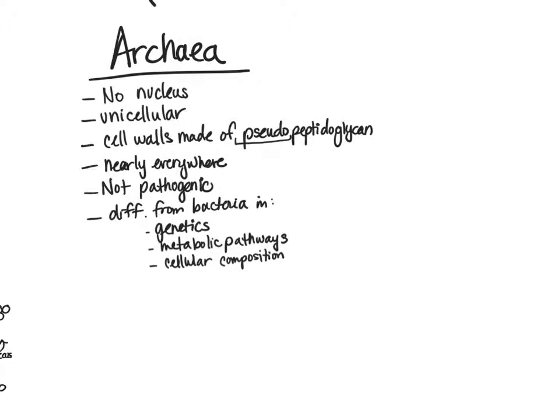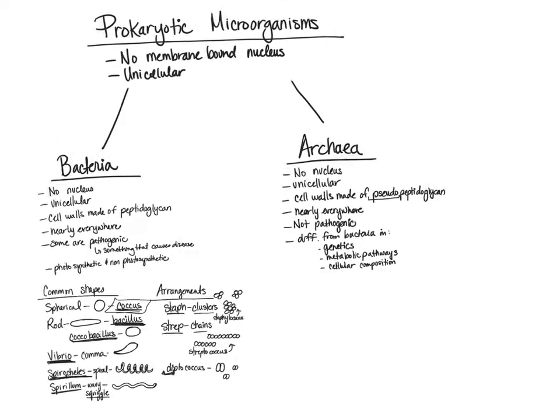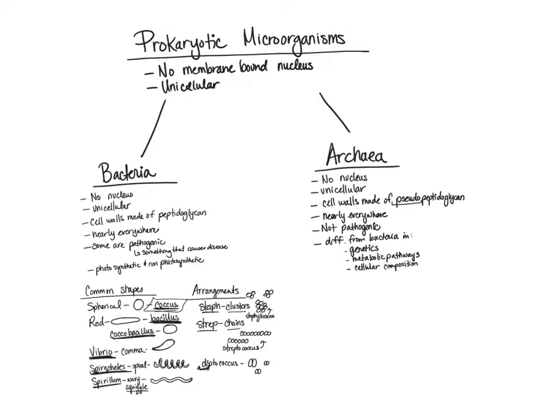And that's really all we're going to talk about Archaea at the moment. So again, no membrane-bound nucleus, just like all prokaryotic organisms, unicellular. Cell walls are made of pseudo-peptidoglycan, unlike bacteria, which are made of peptidoglycan. They are nearly everywhere, just like bacteria. However, they are not pathogenic, and they are different in other ways.